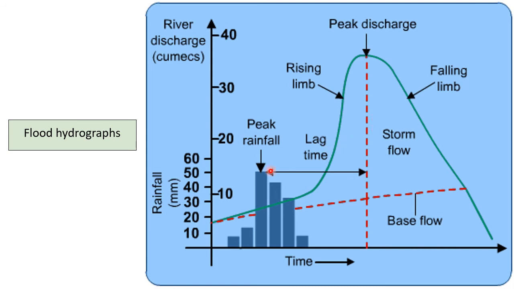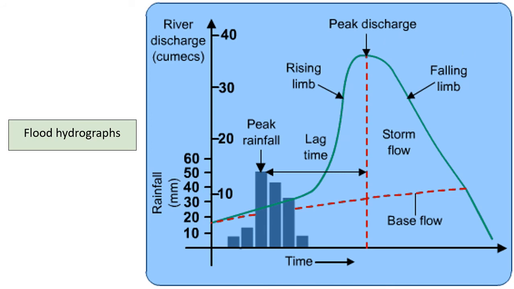You're often asked to calculate the lag time, and that's the gap between peak rainfall and peak discharge. We use that to classify the type of hydrograph. Basically there are two types. There's a flashy hydrograph, which means that the lag time is very small, and there's a slow onset one, which means the lag time is very long. So those are the key terms.